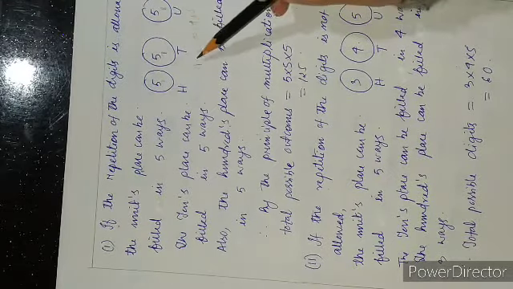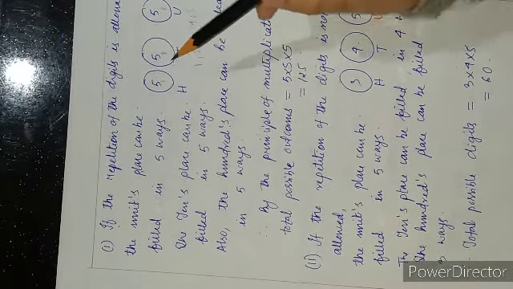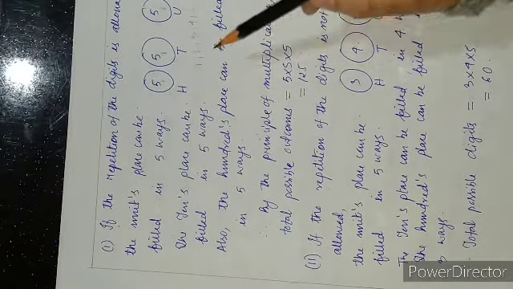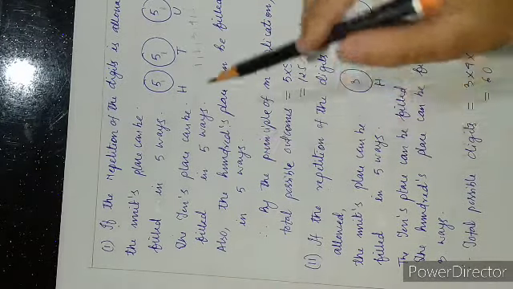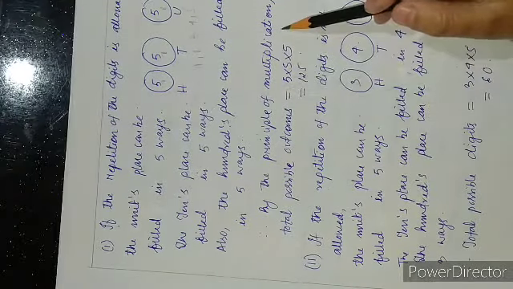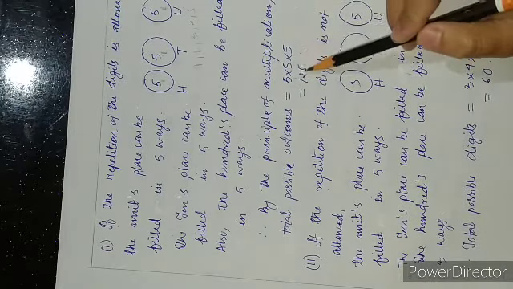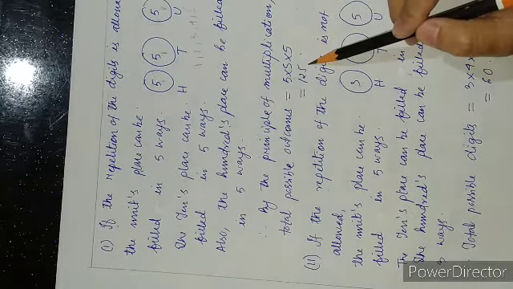And the 10th place can be filled up in 5 ways since the digits can be repeated. And also this last place, 100th place, can be filled up in 5 ways. And therefore by the principle of multiplication, total possible outcomes is equal to 5 into 5 into 5, which is equal to 125.